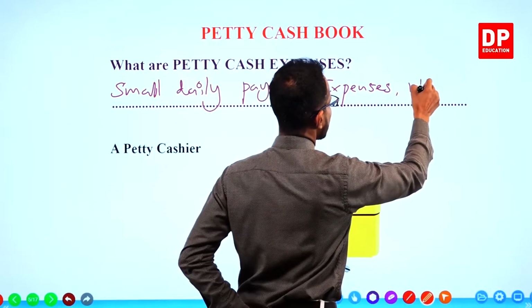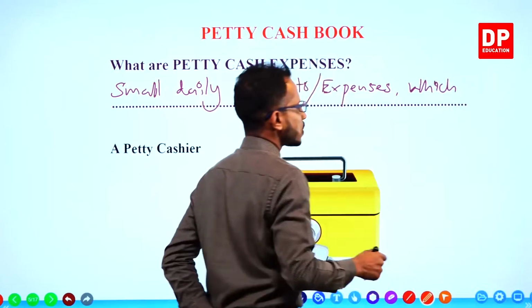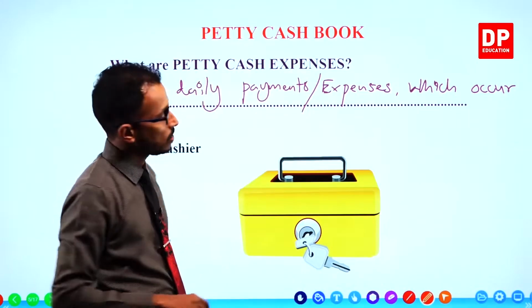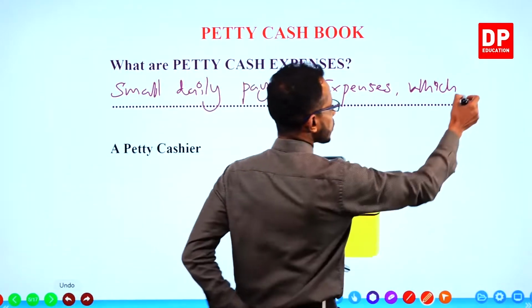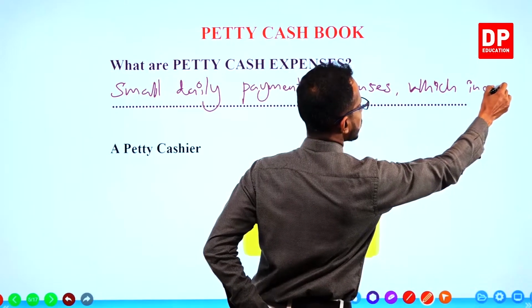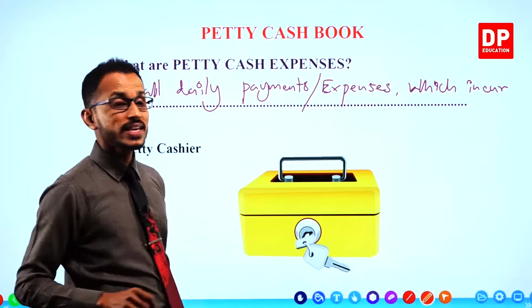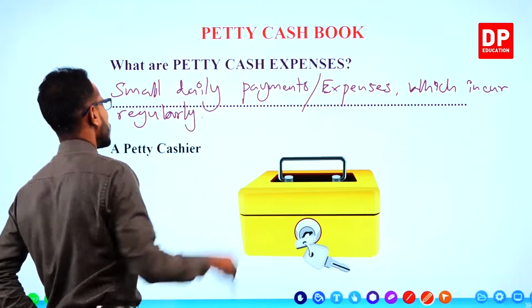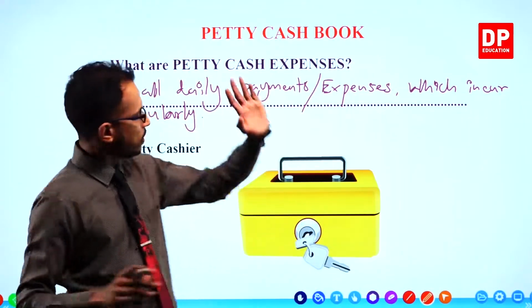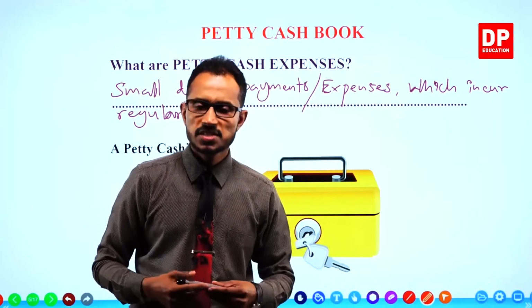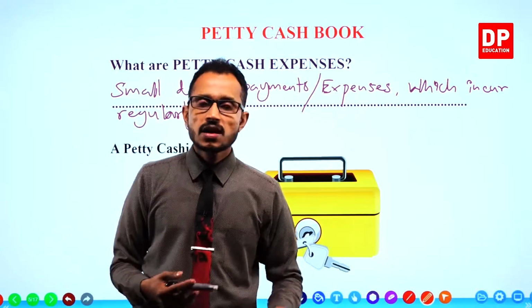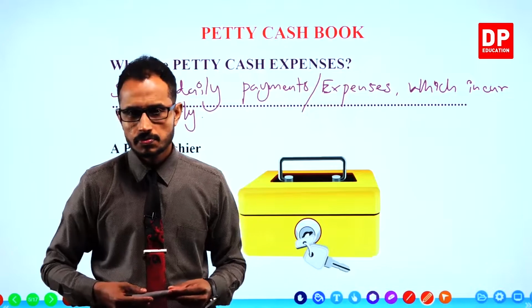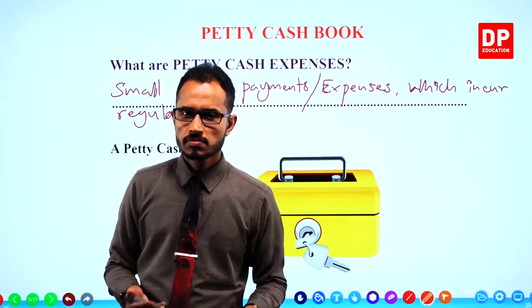Which occur regularly, which occur or which incur regularly. Now, what is the meaning of incur? It means happen. Something that comes up. Regularly means often. These expenses happen very often.